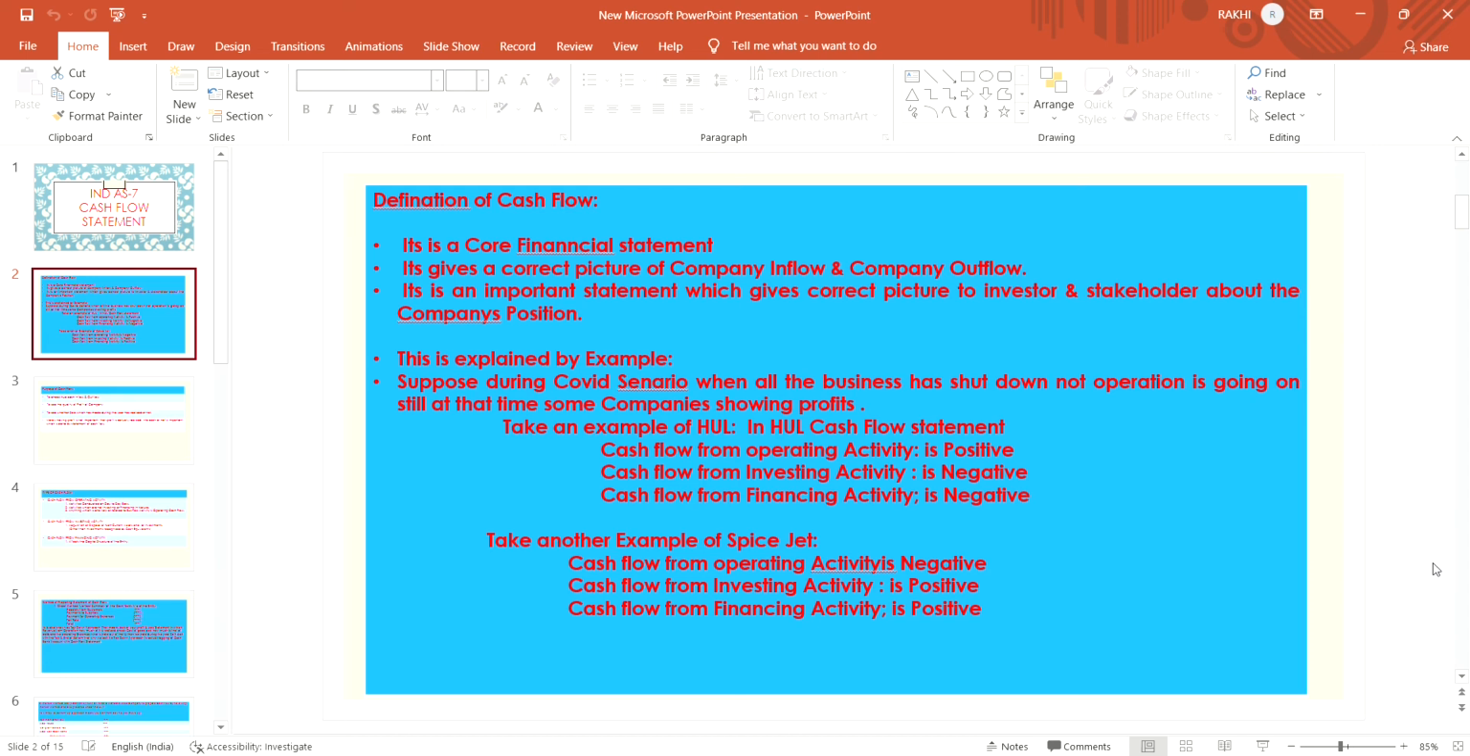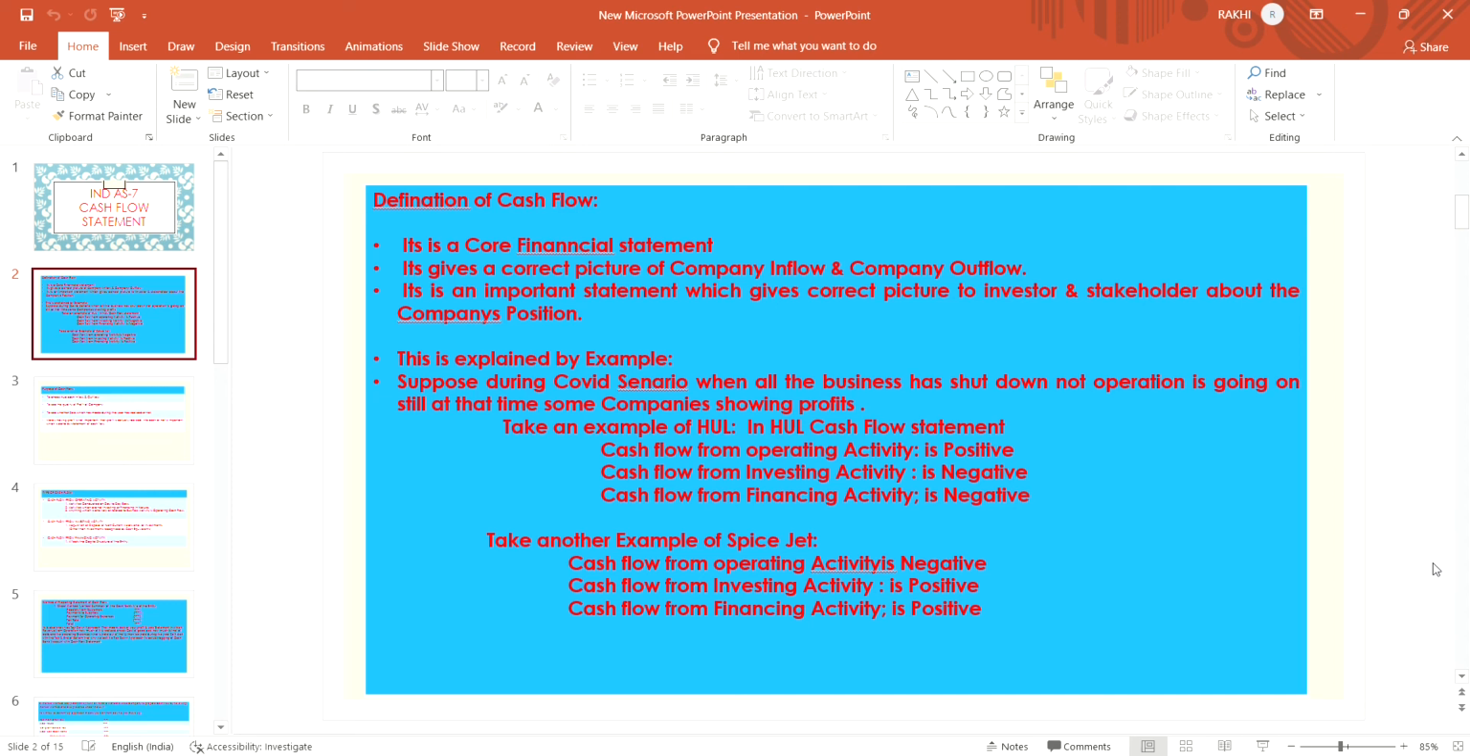And take another example, SpiceJet. At that time, all the travelling and all the aviation industries were shut down, all closed. So at that time, operating activity of the aviation industry was totally nil. But at the same time, both organizations showed a profit. In the P&L, both organizations are showing that their profit is very good. In actual, we understand that they are operating very well, that's why their profit is good.